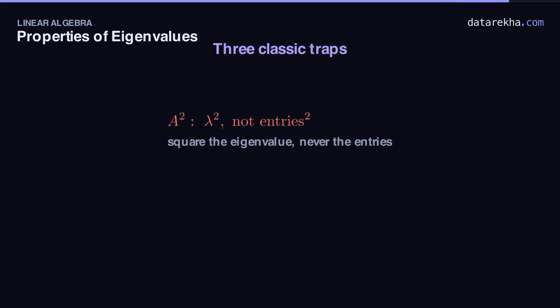Trap 1. The most common by far. For A squared, you square the eigenvalue, lambda squared. You do not square the individual entries of the matrix. Those are completely different numbers. Trap 2. Using the inverse rule on a matrix that has no inverse. If any eigenvalue is 0, the determinant is 0, and A inverse simply doesn't exist. Check invertibility before you take reciprocals.